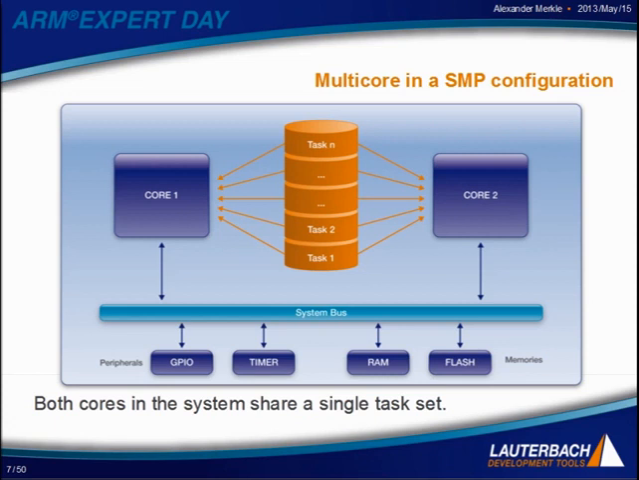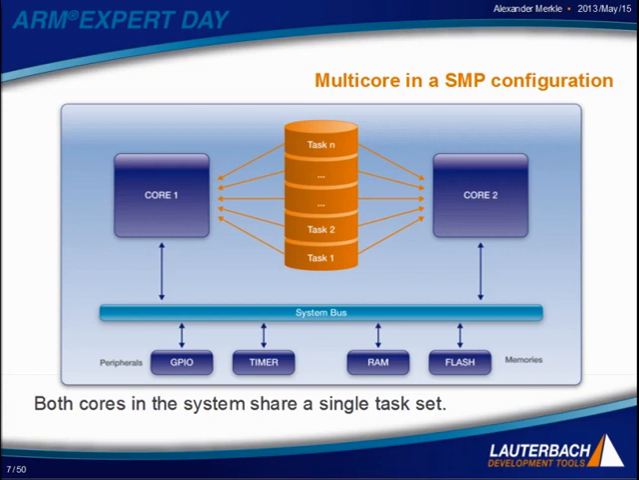The advantage of the SMP case is that we can assign tasks. A task is a piece of code which is executed on the core. We can assign this task either to the left-hand core or to the right-hand core. So we can use our scheduling scheme to load balance our single task set to the cores and dynamically assign the task either to the first core or to the second core. This is done by the operating system.